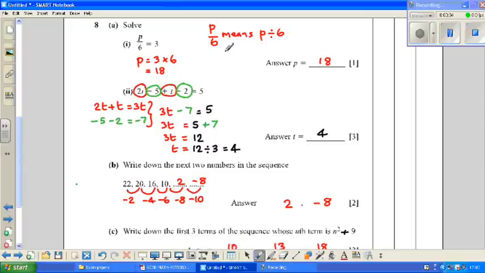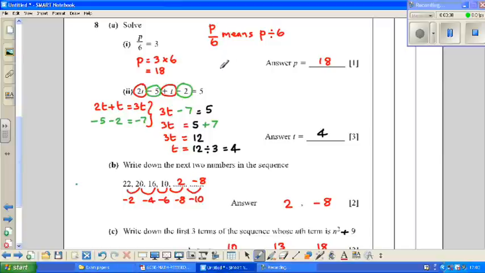Okay, so question 8a, we've got a question which asks us to solve the equation p over 6 equals 3. Remember, you see the word solve, that means you have to work out what number the letter, in this case p, must be equal to make this equation correct. The other thing now, p over 6 means p divided by 6. So we've got p divided by 6 is equal to 3.